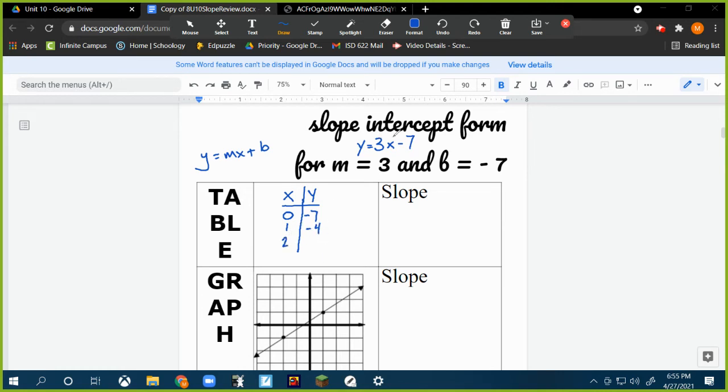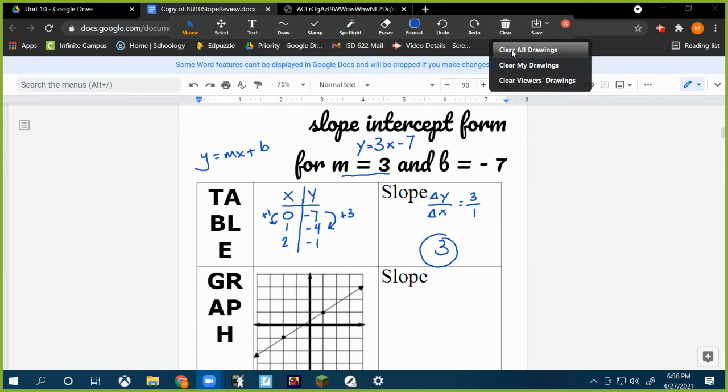Pick 2. 3 times 2 is 6. 6 minus 7 is negative 1. Notice that as y goes up 3, x goes up 1. So our slope, our change in y over our change in x, equals plus 3 over plus 1, which is our slope, 3. Okay, and we're going to keep going. Sorry, I'm going to have to erase this information here. So as you see it, please make sure that you copy that down. Pause the video if you need to.